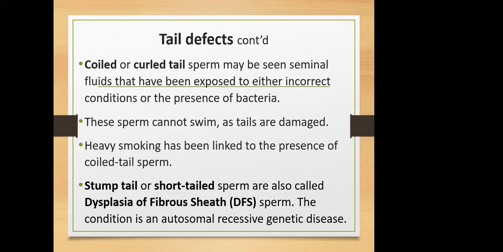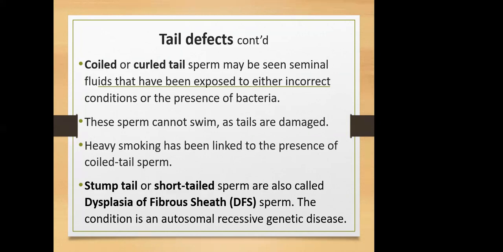Okay, this may be seen in seminal fluids that have been exposed to either incorrect conditions or the presence of bacteria. So sometimes these are not conditions that may be coming from the patient. For example, if the semen has been collected into a container that's contaminated and there's bacteria in there, it could cause a coiling of the sperms. So these are some sperms that cannot swim as the tails are damaged.